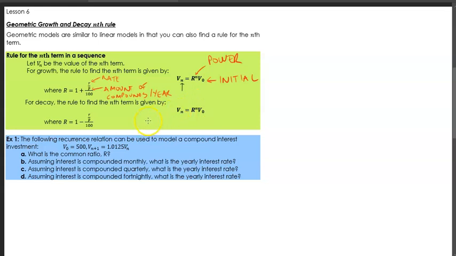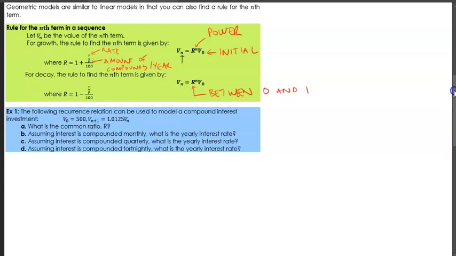The decay rule is exactly the same, where your R value, common ratio, if it's decay, if you're given the rate, you just use minus. And you just have to be very careful. It looks exactly the same, but this R value must vary between 0 to 1 if it's a decay. So your capital R needs to be between 0 and 1.